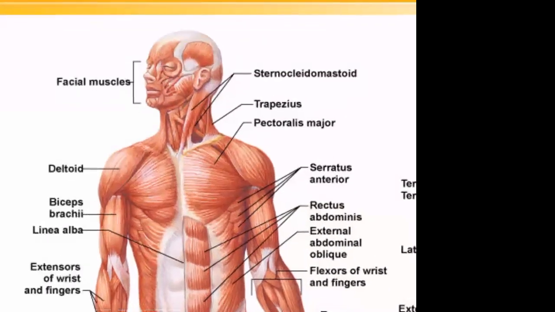The trapezius muscle, you see there coming up the neck. This is the muscle that shrugs the shoulders. So if you don't know the answer to the question, your trapezius muscles are the ones that are at work. You shrug your shoulders like you don't know.